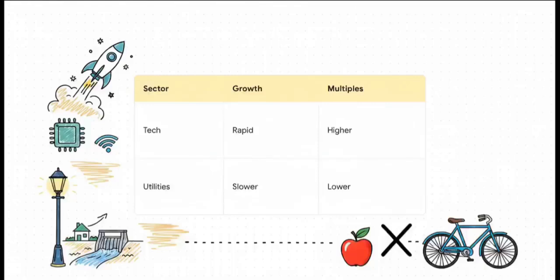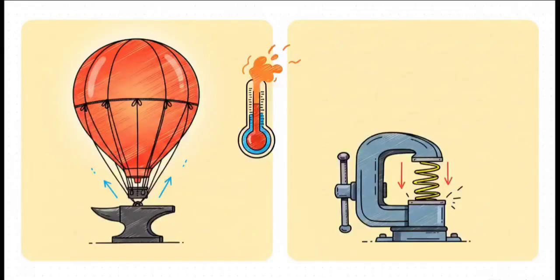You see, different sectors live by entirely different numerical rules. High-growth sectors like tech, for instance, naturally command much higher multiples. Why? Because investors are pricing in explosive future earnings. On the flip side, mature industries like utilities offer steady, rock-solid reliability, but much slower growth, so they trade at lower multiples. Comparing a high-flying tech company's PE to your local utility's PE is honestly like comparing apples to bicycles. It just doesn't work.